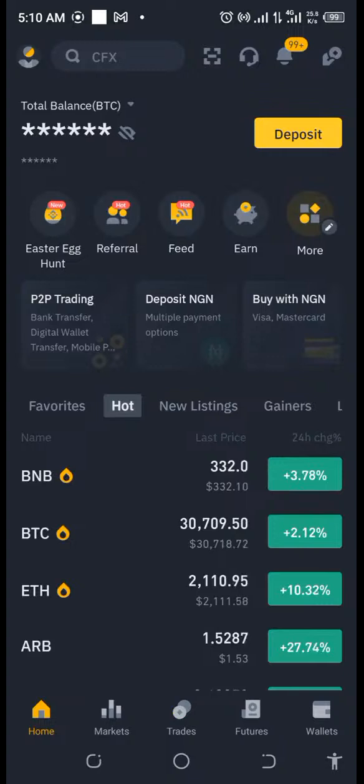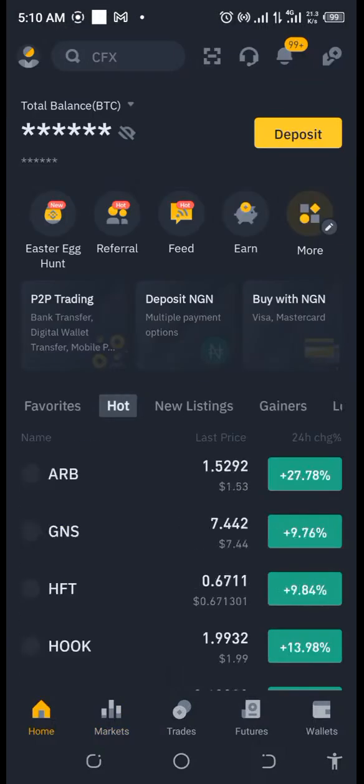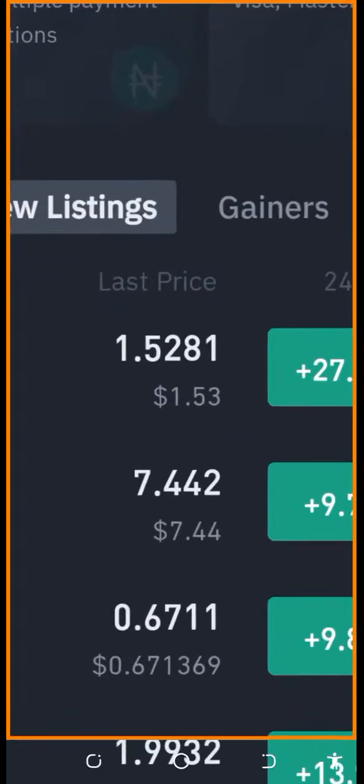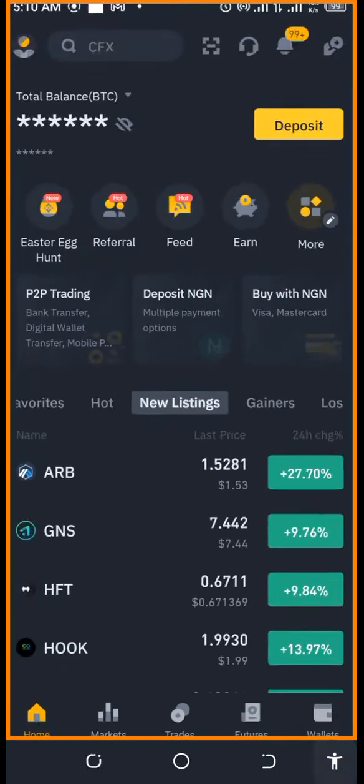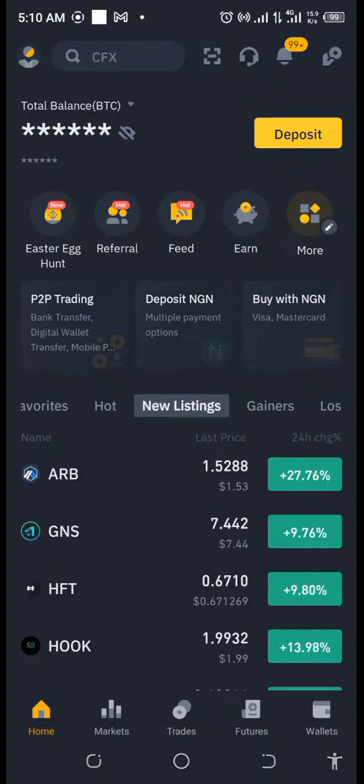It's barely 3 weeks old. Okay, no, let's go back here. It's barely like 3 weeks old, and it's still pumping. As you can see right now, the price is currently $1.52. Okay, so it rose all the way as of yesterday.